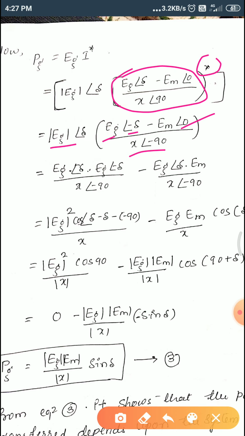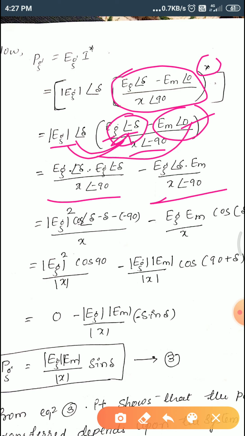Therefore, just a simplification further, multiply. There are two factors here, this one and this one. Multiply this factor with both the terms, and you get these two terms. Further simplification, E into E, so it should be E square at an angle delta minus delta. And below that, minus 90 is there.